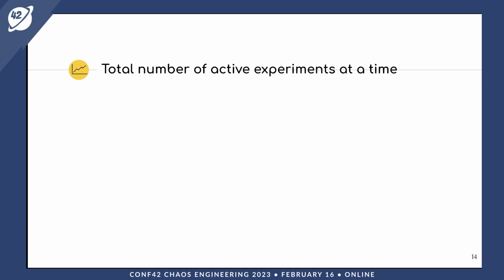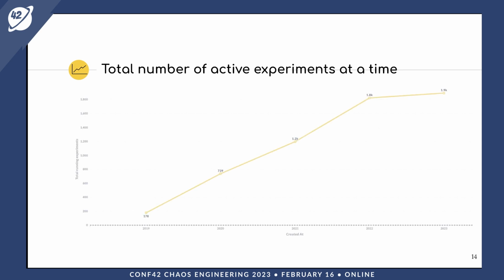Let's see the number of active experiments at a time over a course of period, from 2019 to 2022, right? If you see, we started with 178, we reached 739, and now at the end of 2022 we were about 1.8k. These are the active experiments, like running experiments. We have excluded the completed or stopped experiments.